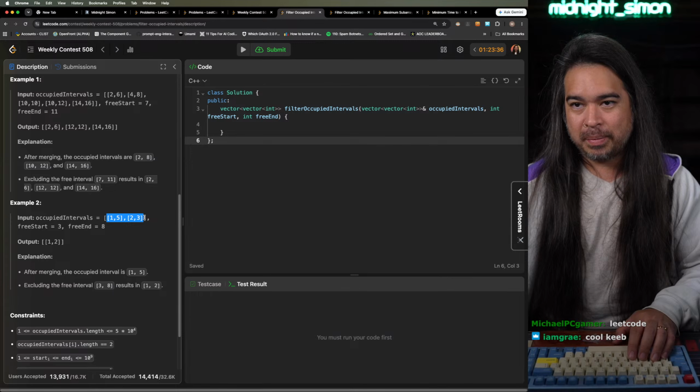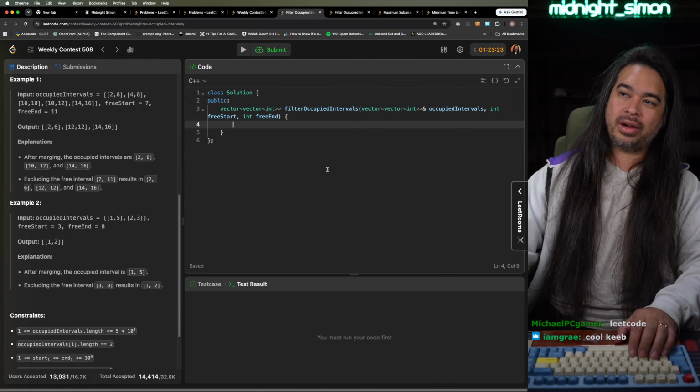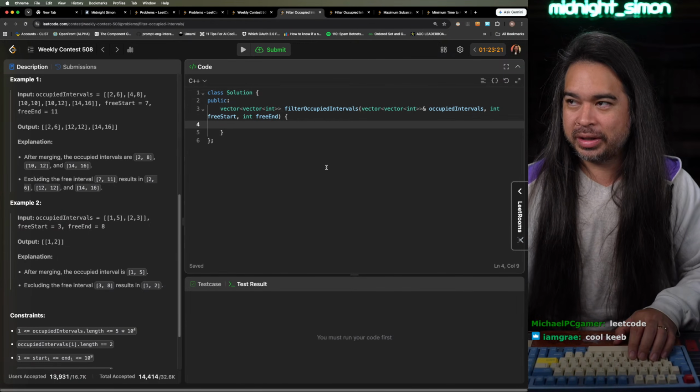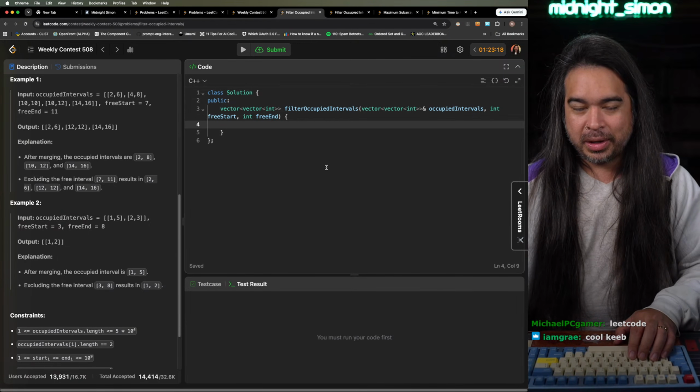Alright, these get merged. 1, 5, and 2, 3. And then gets cut. Alright, let me merge these intervals real quick, if I remember how.